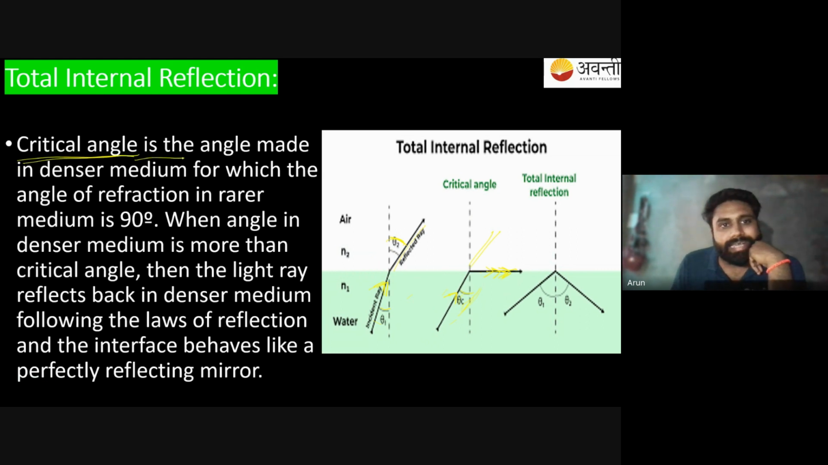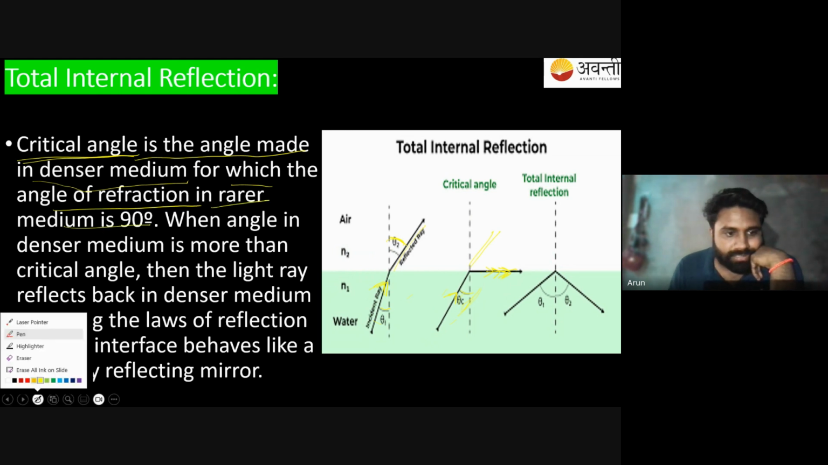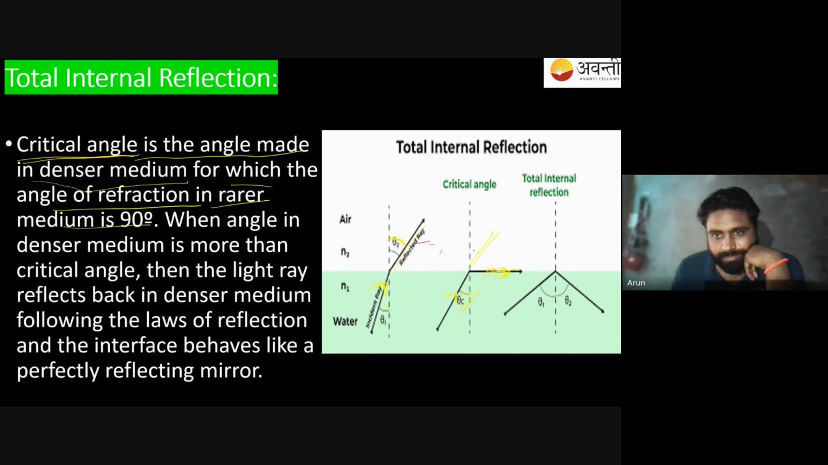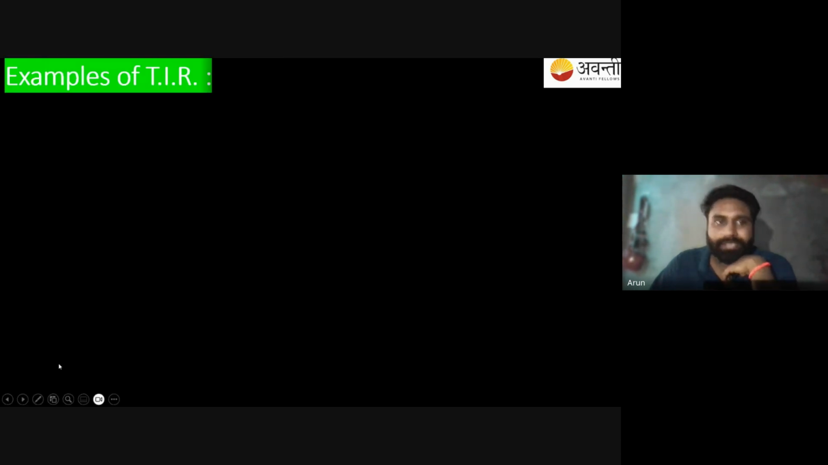This angle is called the critical angle. The critical angle is the angle made in the denser medium for which the angle of refraction in the rarer medium is 90 degrees. You can see here the angle of refraction is 90 degrees. If I increase the angle beyond theta c, the critical angle, the complete ray gets reflected. There is no part of the ray going inside the medium. So this surface behaves as a perfectly reflecting mirror. This is the phenomenon of TIR, total internal reflection.